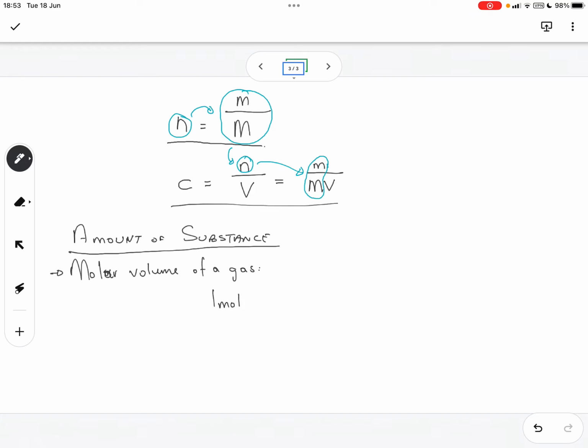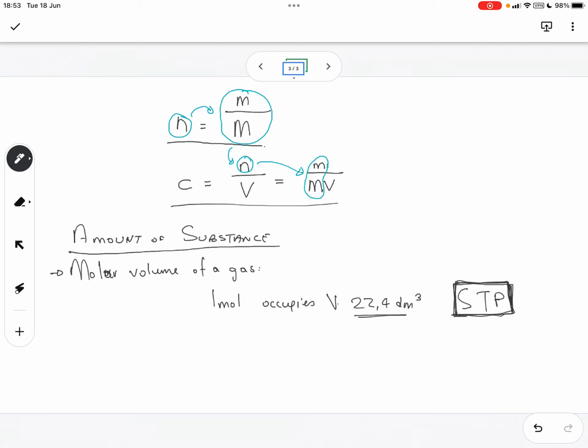So 1 mole of gas occupies 22.4 dm cubed, and this is at standard temperature and pressure. When we're dealing with gases in physical chemistry, and I guess in inorganic chemistry, we often talk about standard temperature and pressure. This applies to any gas that is at standard temperature and pressure.